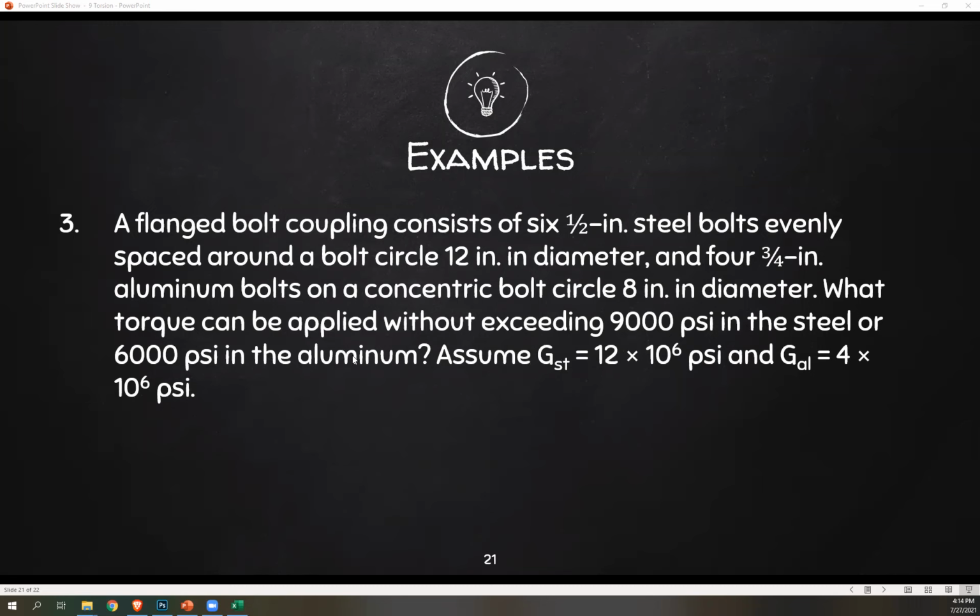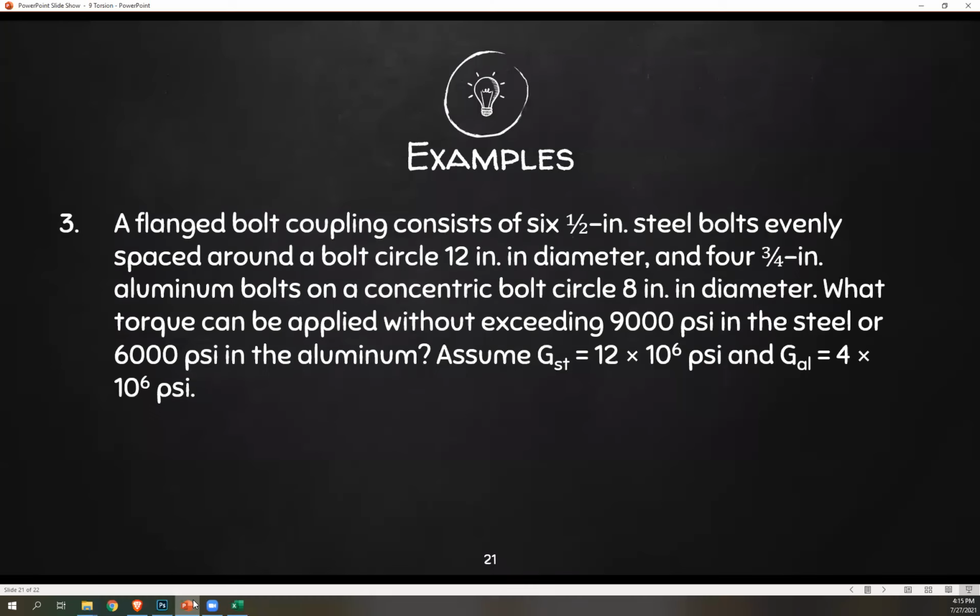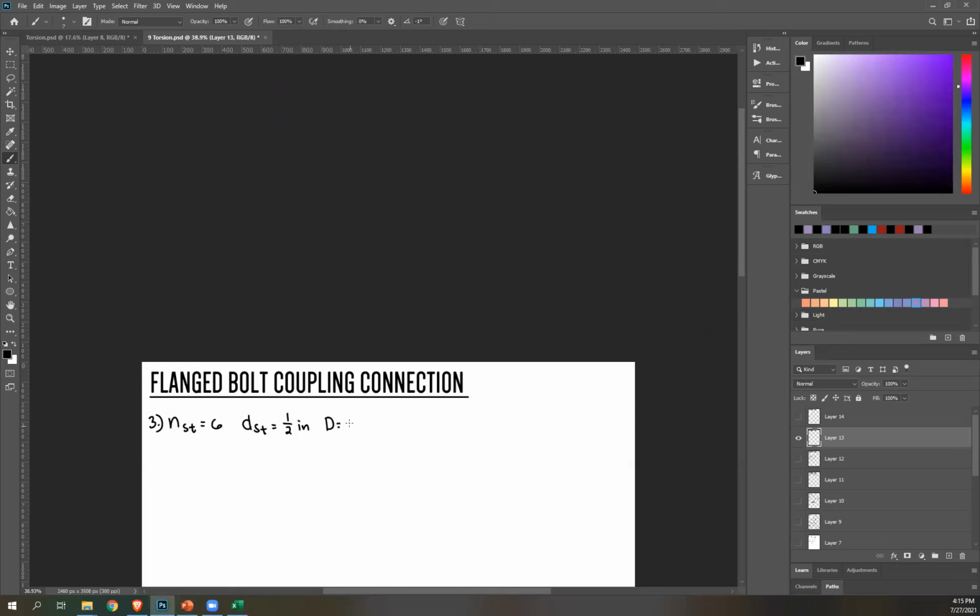Okay, so again, we're just going to compute for T for both and then compare to find our final answer. First step is the same, write the given. 6 half-inch steel bolts. Let's say NST for steel is 6, and the diameter of the steel bolt is half an inch. Bolt circle, 12 inches, so that's your capital D. And then we need the capital R, so that's just divided by 2, 6 inches.